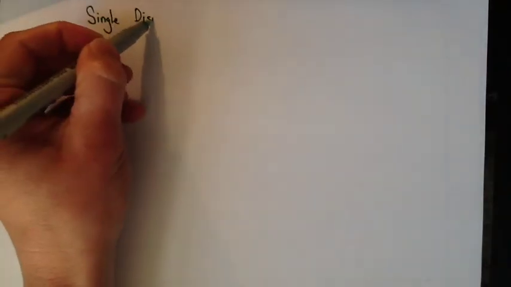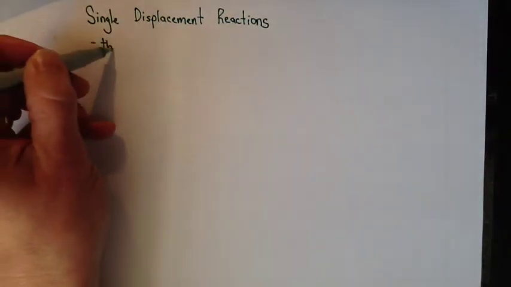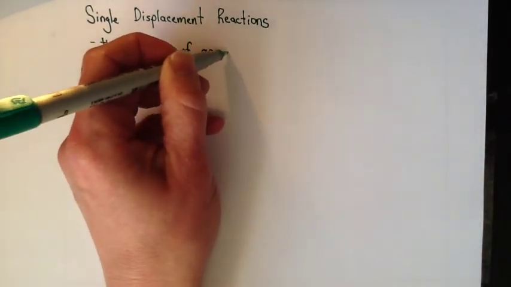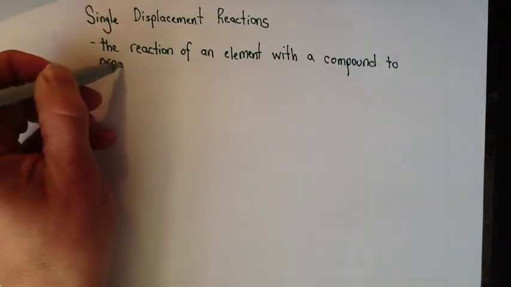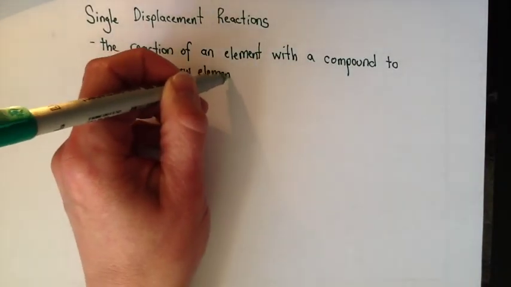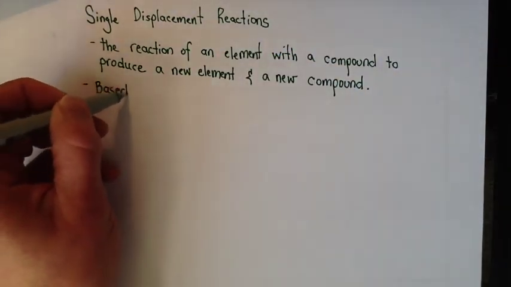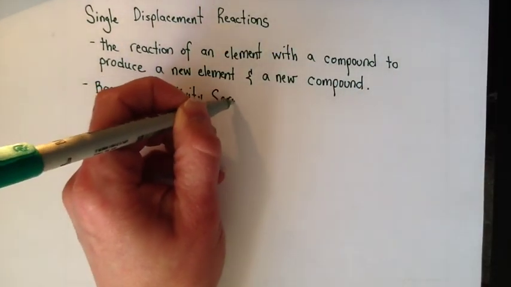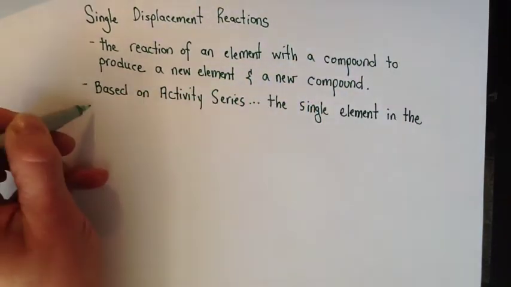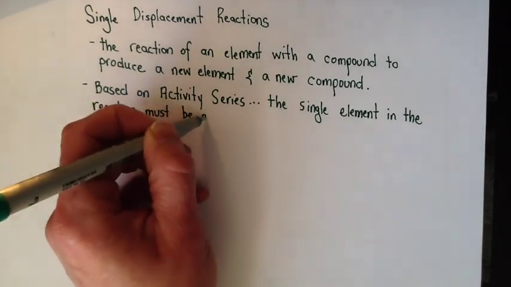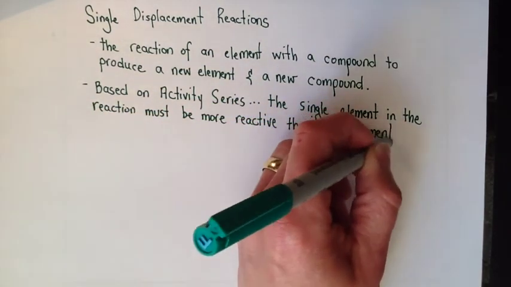Single displacement reactions. This reaction involves one element with a compound as reactants. The single element will replace an element within the compound to produce a new element and a new ionic compound. It is often based on an activity series of reactivity, which means the single element in the reaction must be more reactive, or higher on the activity series, than what it is replacing in the compound.